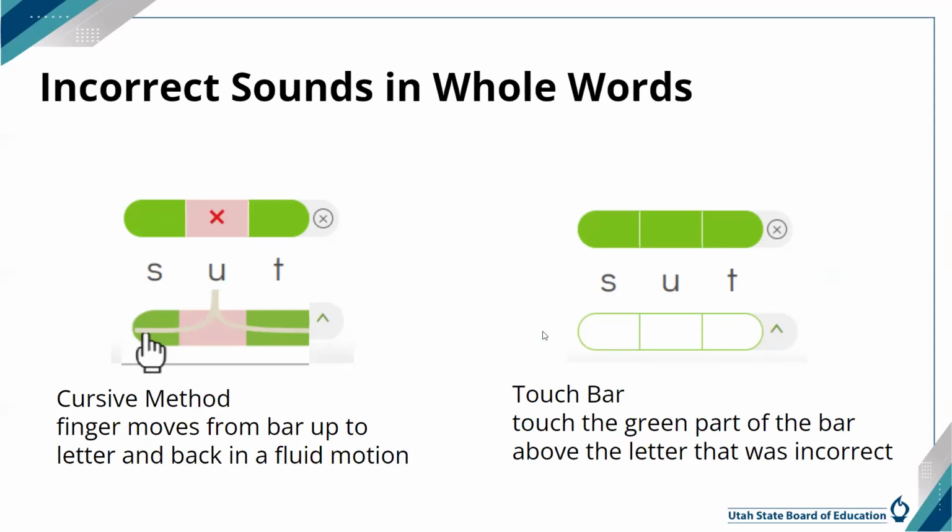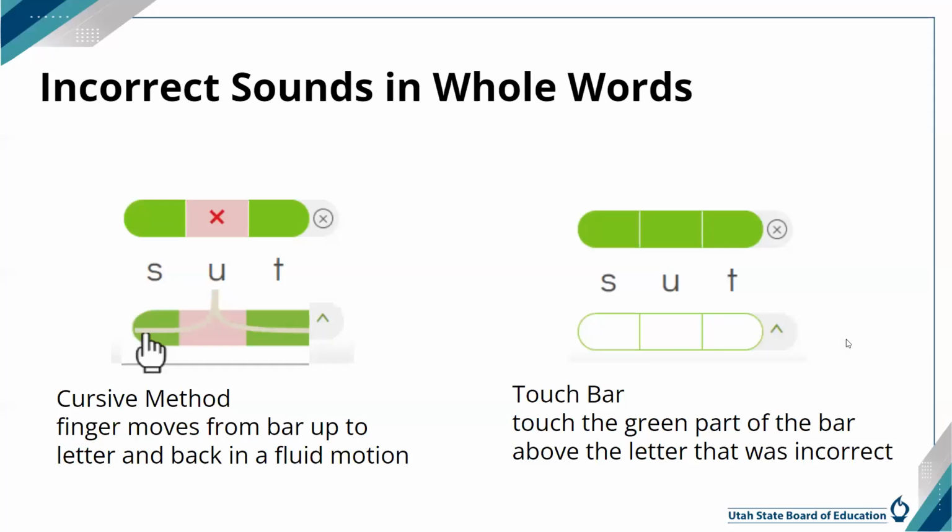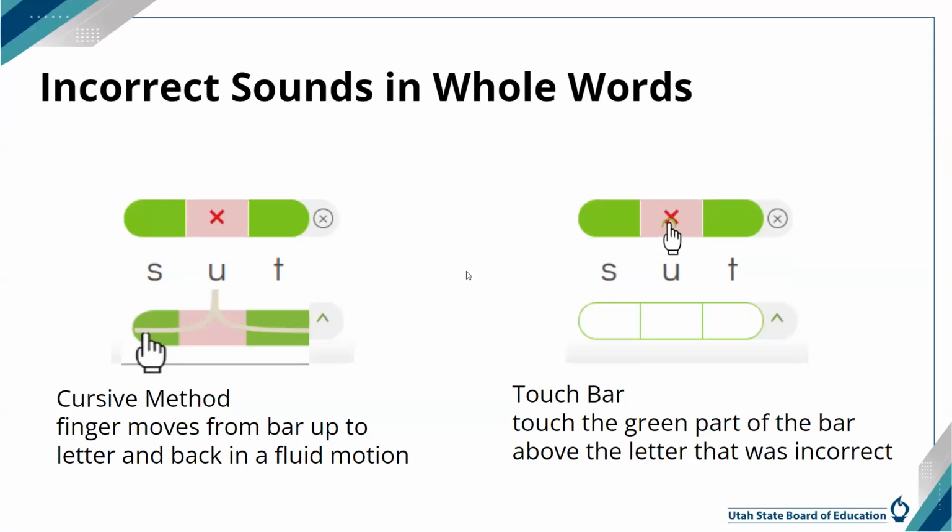If you score the whole word and need to fix it, you can touch the green part of the bar above the letter that was incorrect. So we can touch that green bar, and that is going to show that that is incorrect now. So if you've just swiped across the bar, touch in the score bar above the letter that is incorrect. If you touch the letter, you will then have a green bar with a red bar above it. And that's really indicating that the student said sut at.